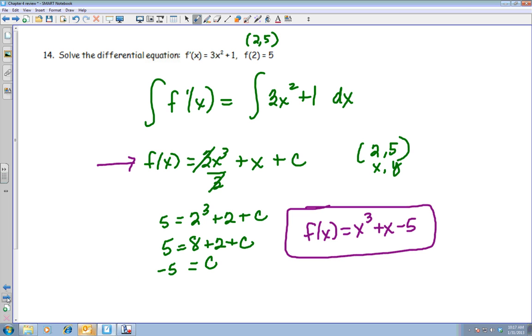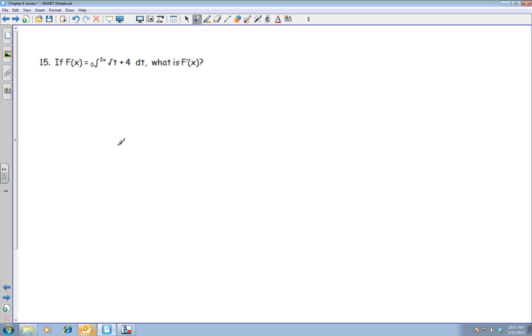All right, number 15. Remember I told you this is actually another typo. F of x equals the integral from 0 to 3x of the square root of t plus 4. So it's asking me to find the derivative of f of x. Remember what this capital F stands for. It stands for the antiderivative. So if I'm finding the derivative of the antiderivative, I end up with what I started with.